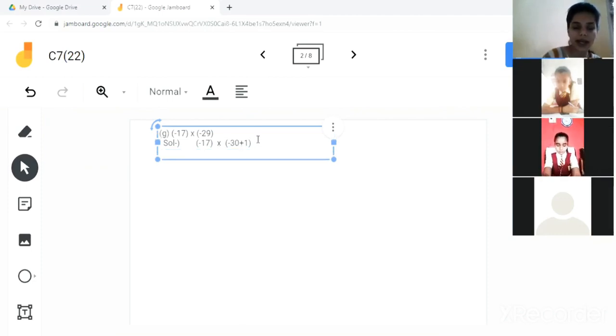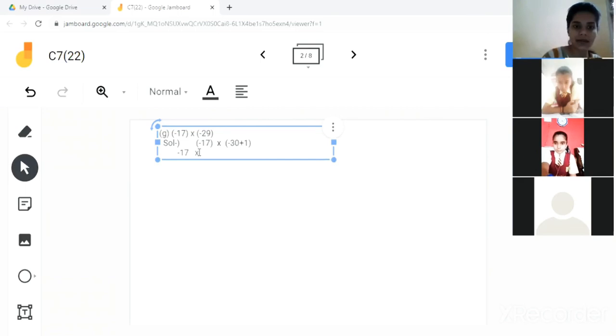Now you can apply the distributive property again. It is up to you, whatever you want. You can do this 30, minus 30 plus 1, or you can do any other method. You can write any other number also. But we are using tens terms because it makes our calculation easier. By writing 30, 40, 50 terms, it makes our calculation very easy.